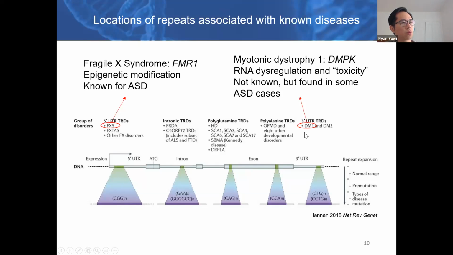And the other notable example would be DMPK, which is the gene responsible for myotonic dystrophy type 1. The mechanism is RNA dysregulation, causing toxicity. It has no strong link with ASD yet, but there have been reports back then that there are some cases with ASD identified with an expansion in the locus within DMPK, which is in the 3' untranslated region of the gene.